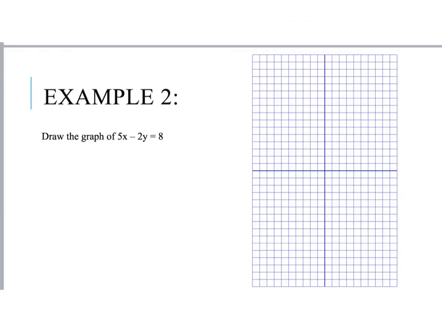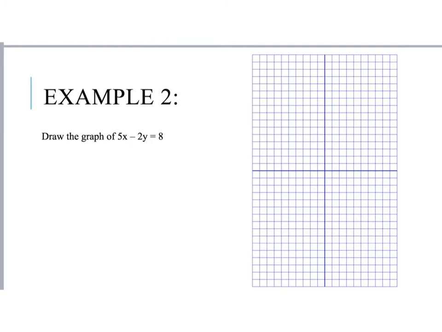We're going to draw the graph of 5x take 2y equals 8. Now this is in slope-intercept form or general form? It's in general form, because it's not y equals something. It's 5x take 2y equals 8. So remember, when we've got something in general form, we find the y-intercept, we find the x-intercept, and then we plot those 2 points and we draw a line through them.